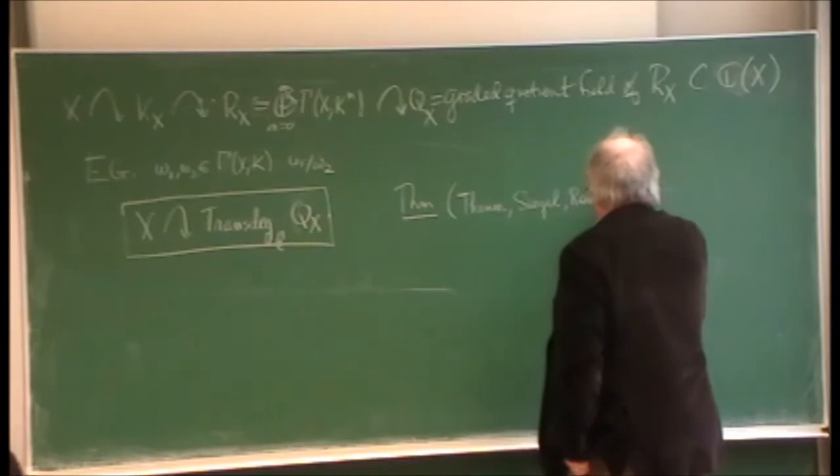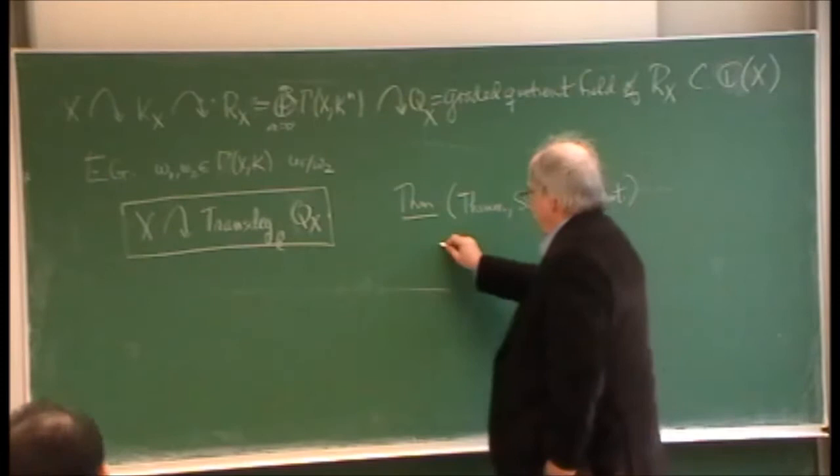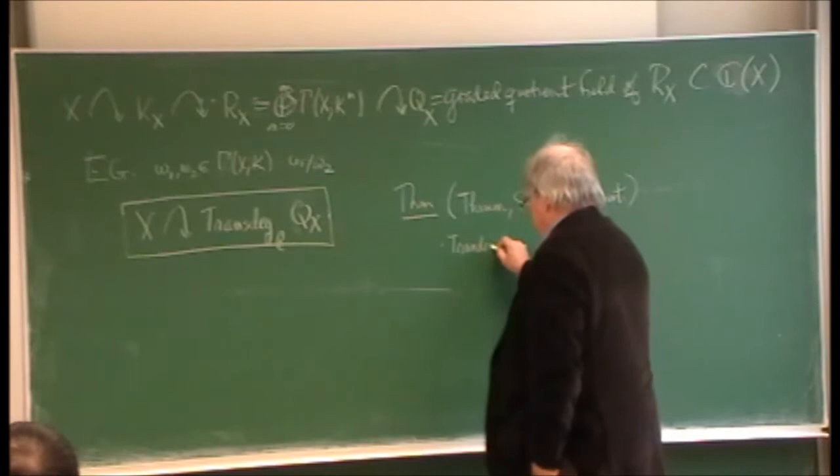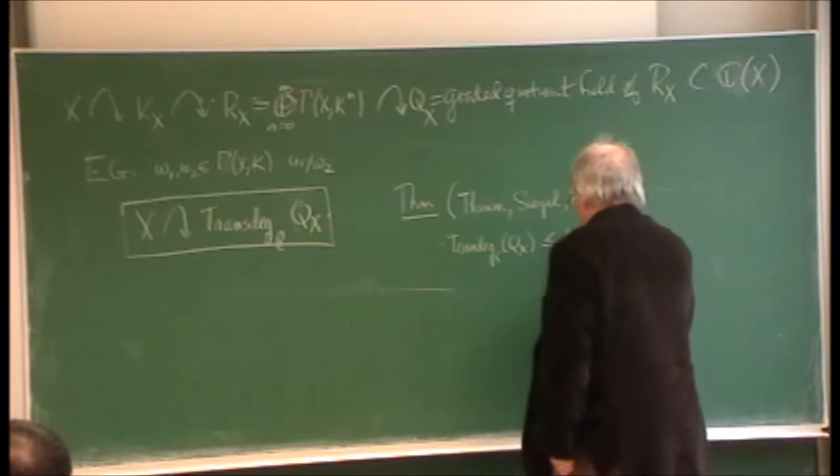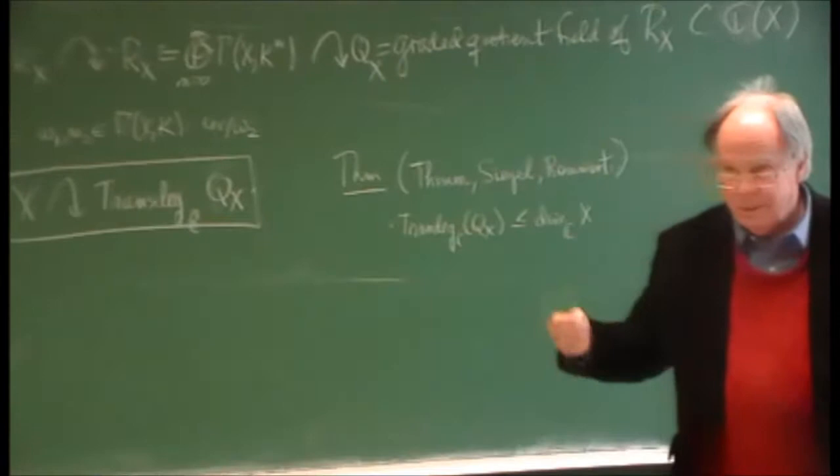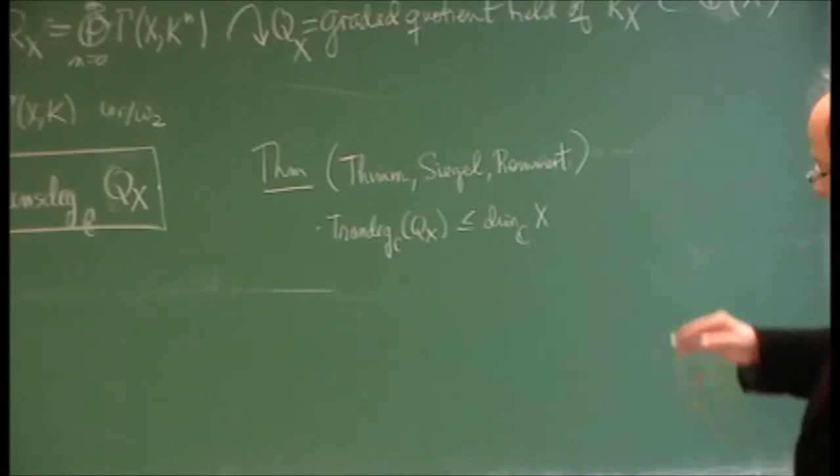First of all, this degree of this thing over the complex numbers is less than or equal to the dimension of the manifold. So it's a finite number. It's a good number. You can't add any more than the dimension.